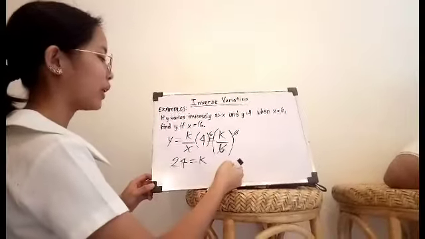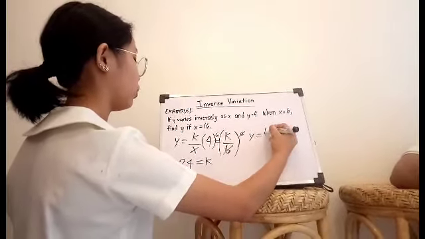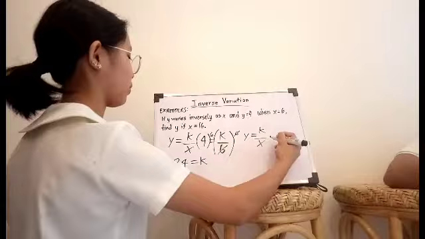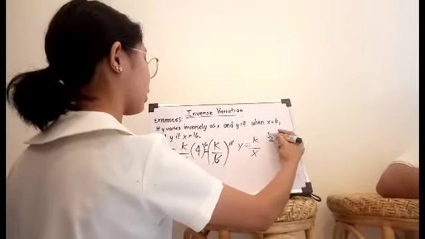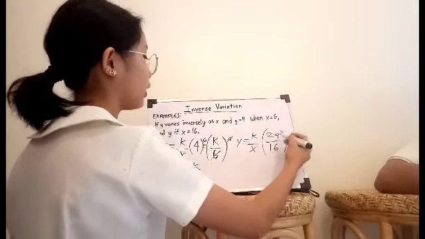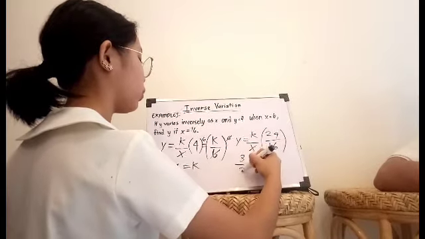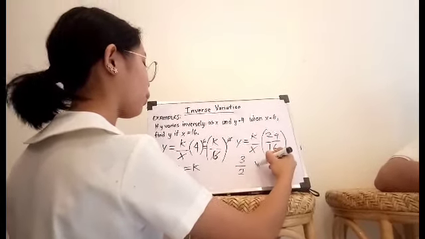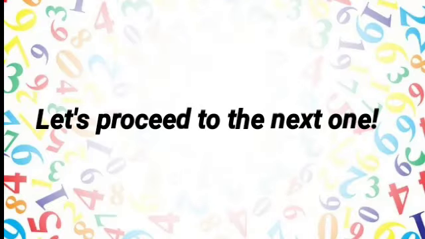But we will also repeat the formula, which is y equals k over x. The value of k is 24 and the value of x is 16. The lowest term of 24 over 16 is 3 over 2. So, y is equal to 3 over 2. Let's proceed to the next one.